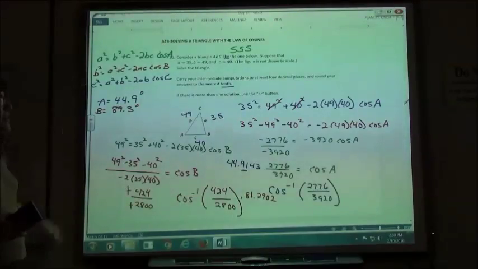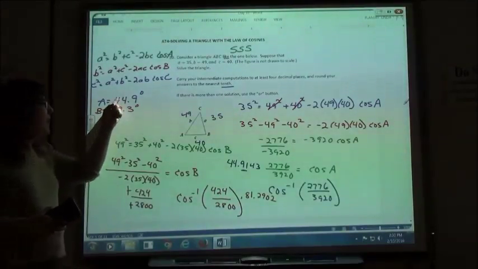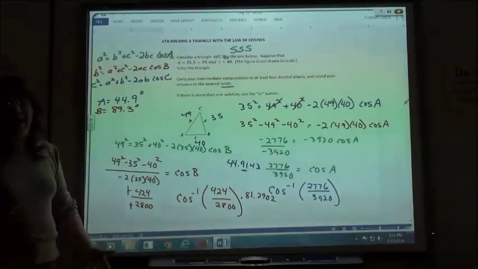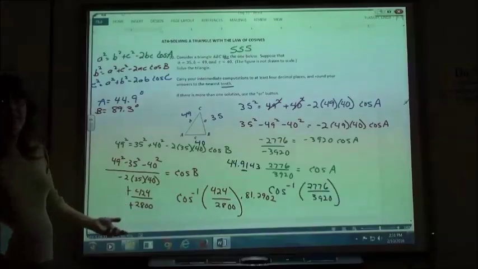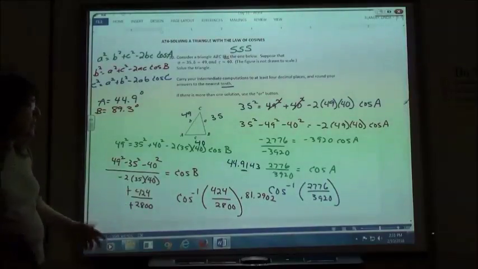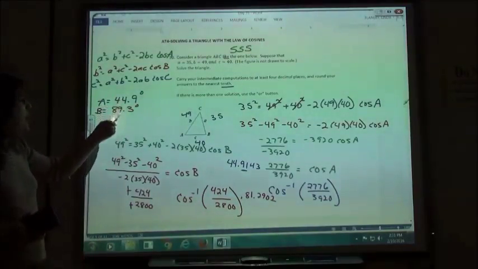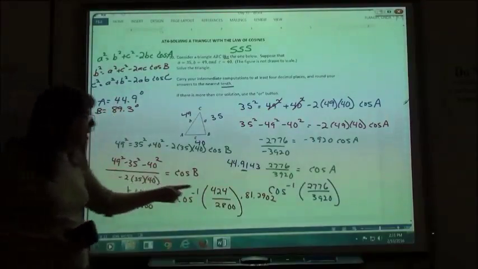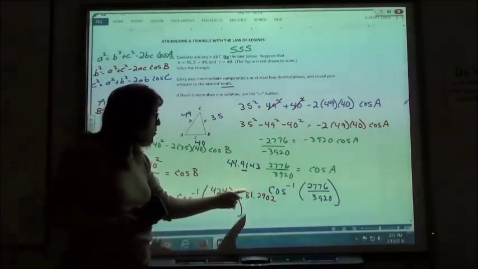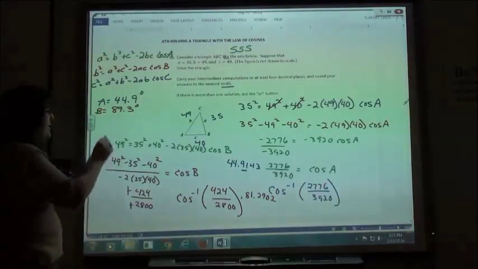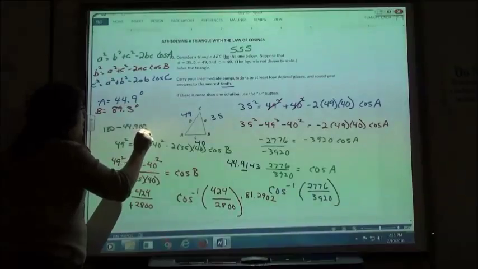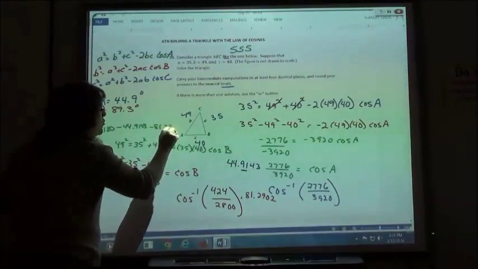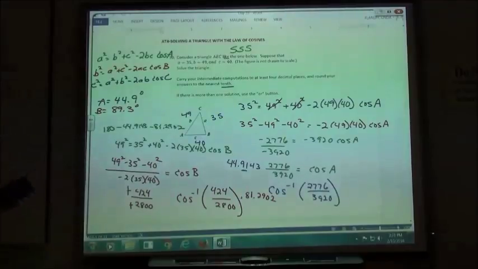and figure out angle C, but because I know what angle A is and what angle B is, I can take a shortcut to find angle C. In order to find angle C, I can just subtract from 180 degrees. However, be careful. Try not to use the rounded off values, and so use these ones before you round it off. So I'm going to go ahead and take 180 minus my 44.9143 minus my 81.2902, just so I don't get rounding errors on my final answer.